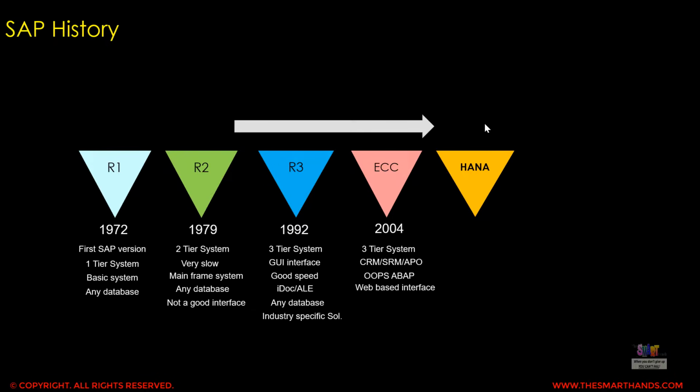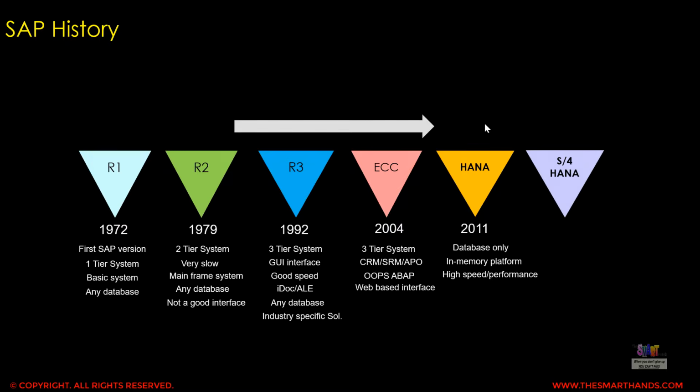After that, HANA as a database was launched in 2011. Initially it was a database only, where all the data resides in memory instead of on the hard disk. It had very high speed. This system was launched for high speed and better performance.